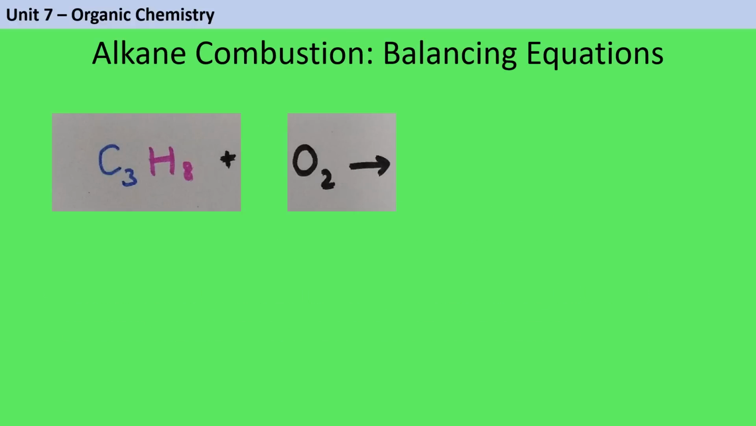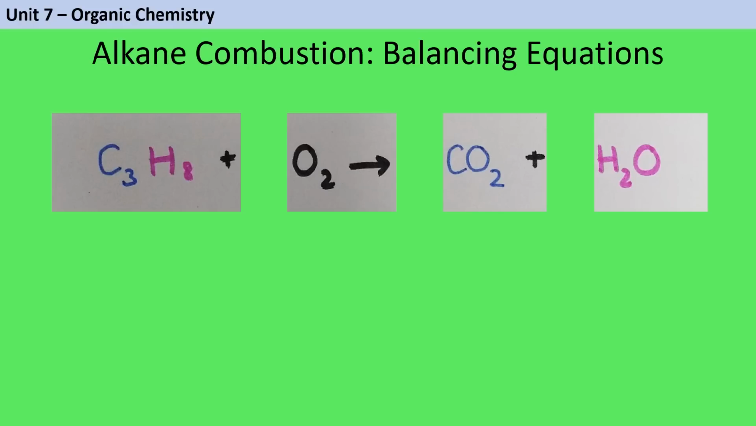You need to be able to write balanced symbol equations for the complete combustion of alkanes. Complete combustion means that they're burning in sufficient oxygen for all of the carbon and all of the hydrogen to be fully oxidised. So we're always going to make carbon dioxide and water. If you're not very confident with balancing symbol equations in general, then it's worth learning a method that will work just for the complete combustion of alkanes.